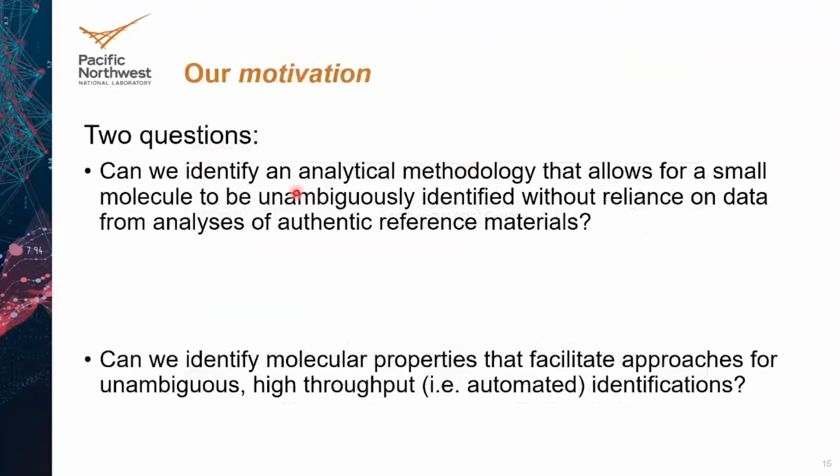So our motivation was basically, can we answer 2 questions? One, can we find a methodology that allows us to confidently identify a molecule without relying on data from authentic reference materials that you purchase from chemical suppliers? Also, can we identify molecular properties that facilitate these approaches for confident identification and in a high throughput, that is, automated pipeline? And the 2 questions are related, and so the 2 answers will be related.